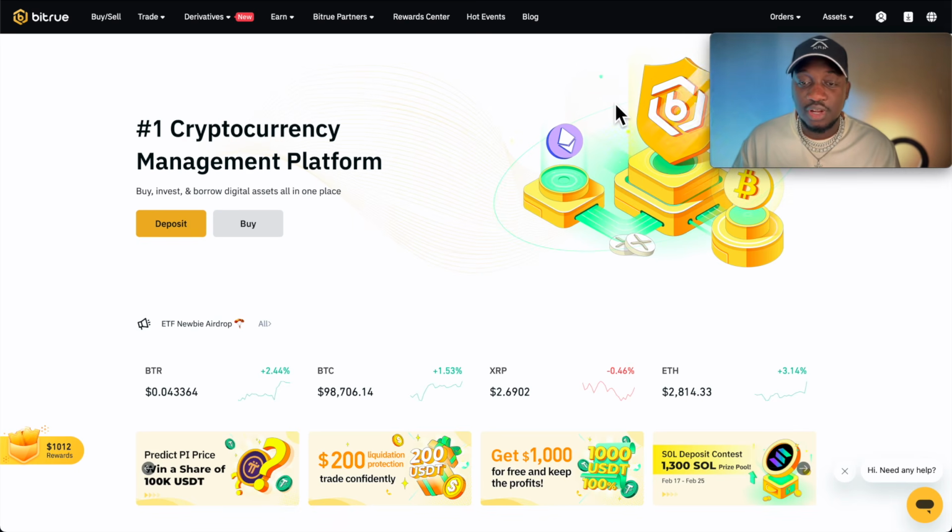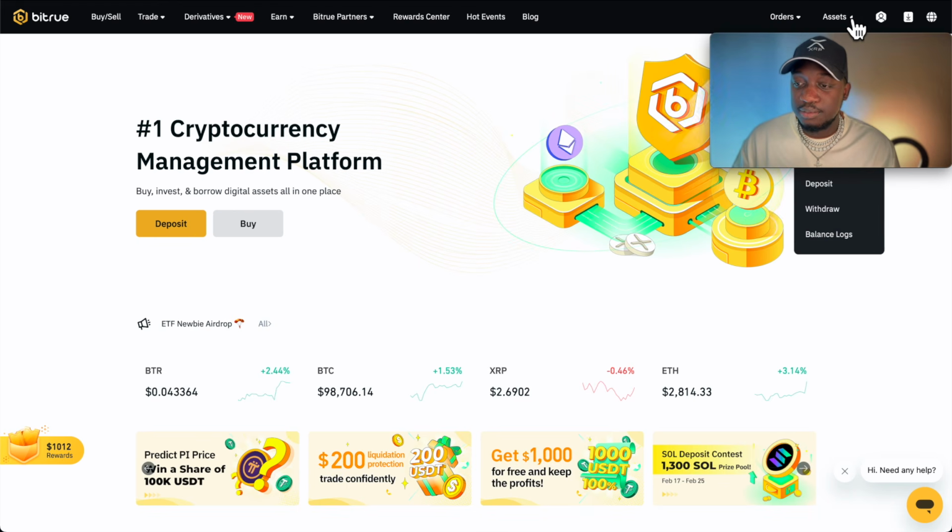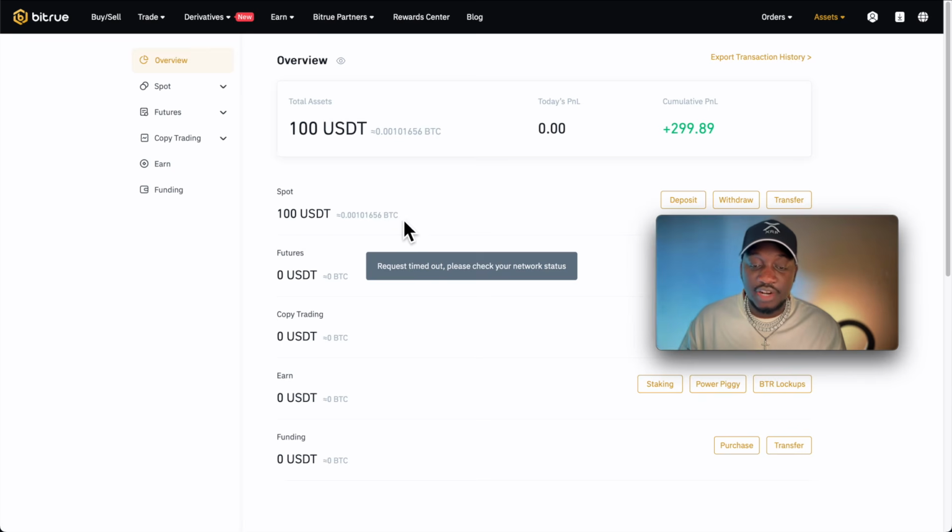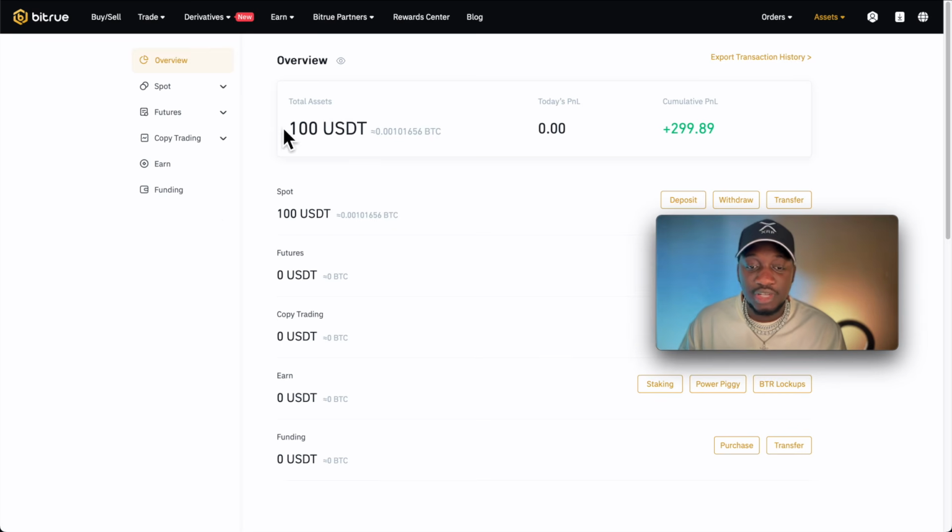So of course the first thing you want to do is just to create an account and deposit some funds to your wallet. So as you can see right here in my wallet, I've got at least 100 USD, and this is the amount that I'm going to use to show you how exactly you are going to use spot trading on Bitrue. As you can see, this is my accumulative P&L.